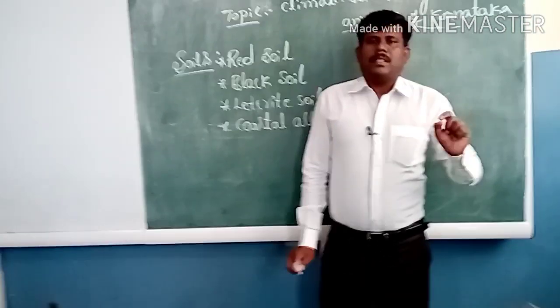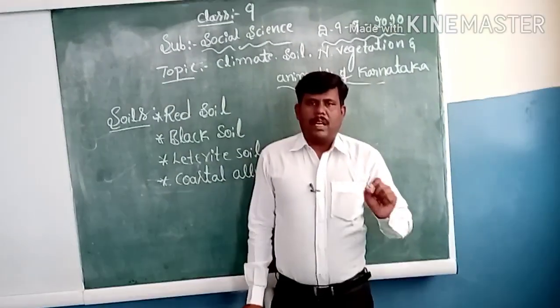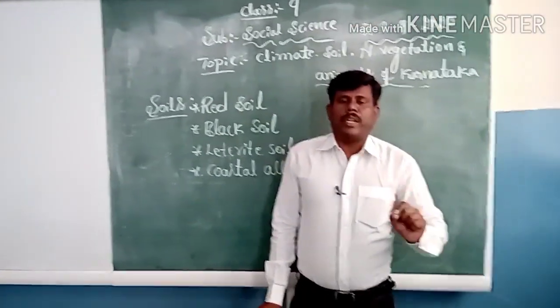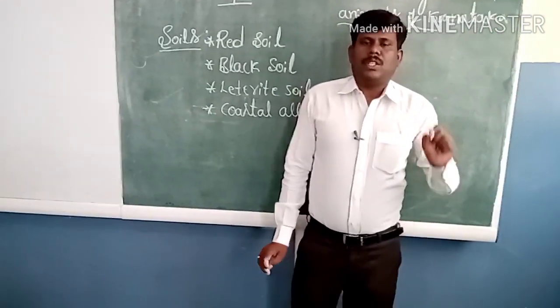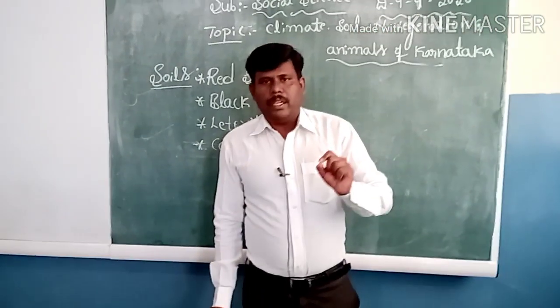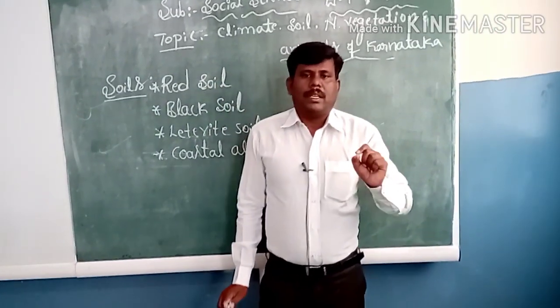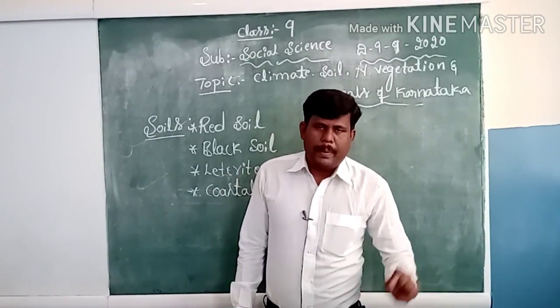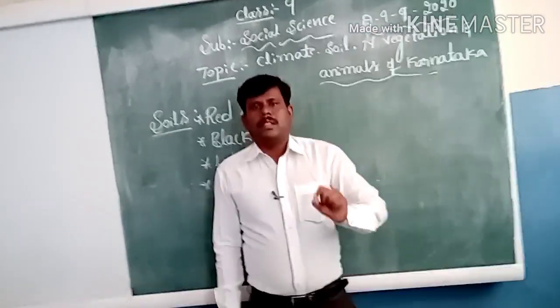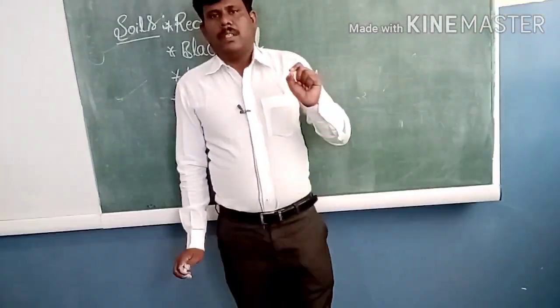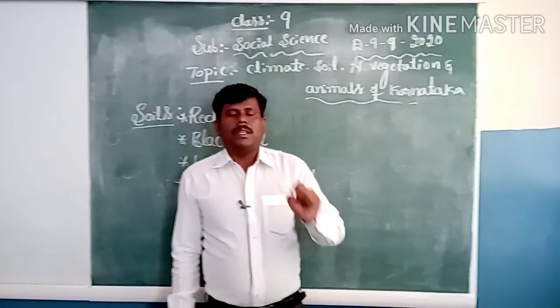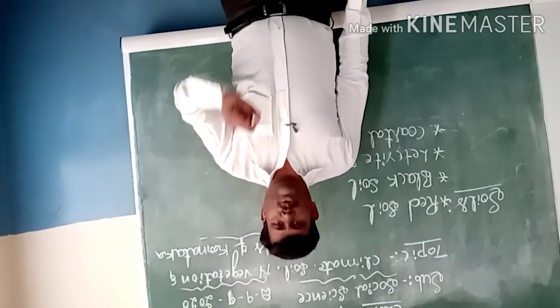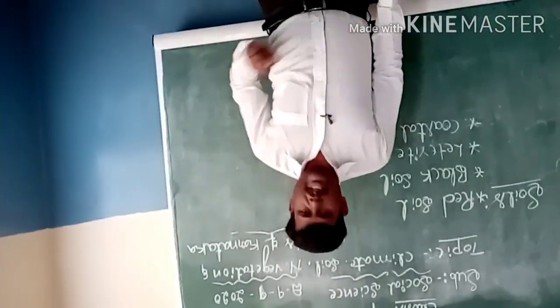And nextly, this coastal alluvial soil has organic nutrients. For that reason, coastal alluvial soil is more popular for cultivation. This coastal alluvial soil is found in Dakshina Kannada and Uttara Kannada. This coastal alluvial soil has sandy and clay soil. These two materials are also abundantly located in the coastal alluvial soil.